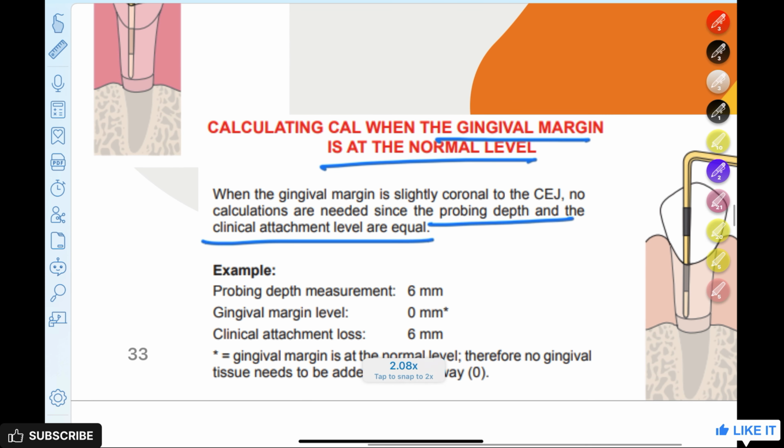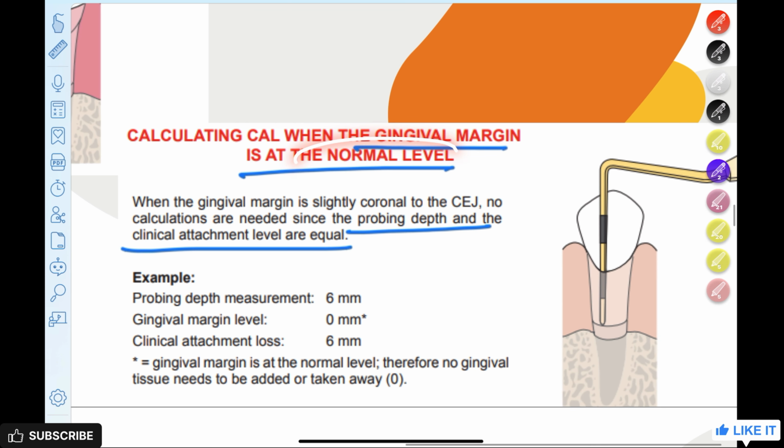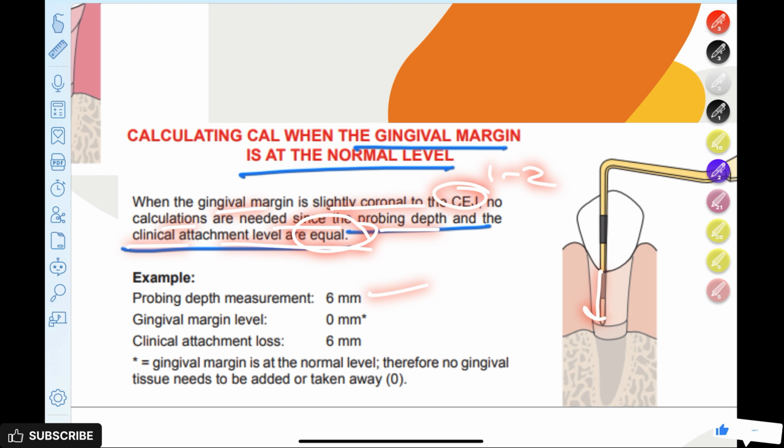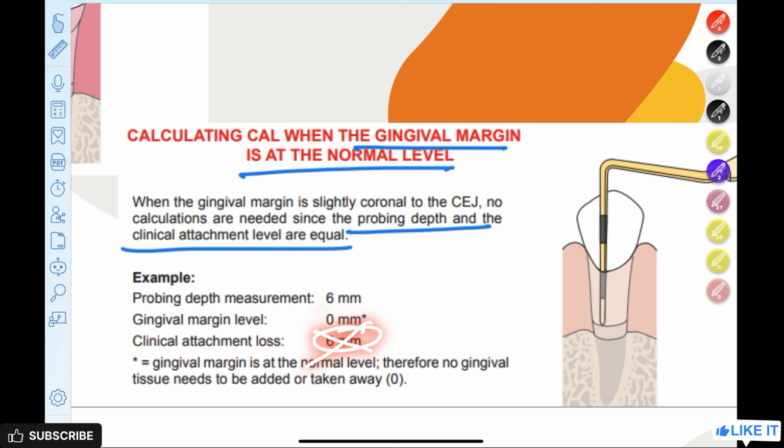Now, calculating CAL when the gingival margin is at the normal level, that is at the CEJ. When the gingival margin is slightly coronal to the CEJ, that is 1 to 2 mm coronal to the CEJ, no calculations are needed since the probing depth and clinical attachment level are equal. Probing depth is approximately 2 to 3 mm in a normal individual. So clinical attachment loss will be 0.